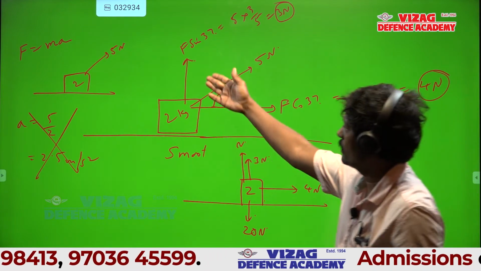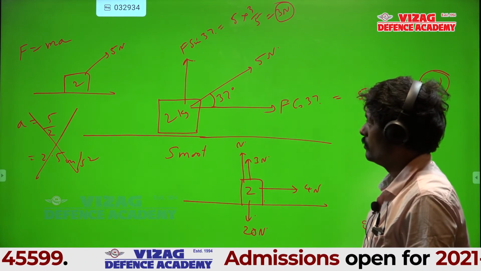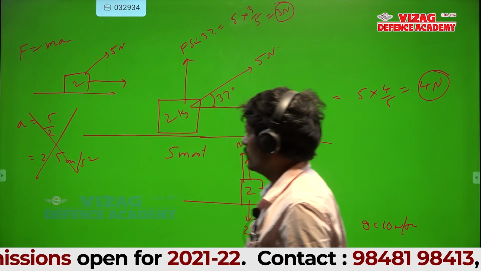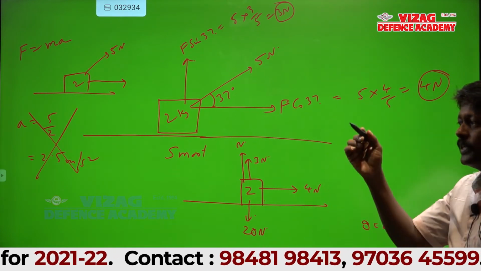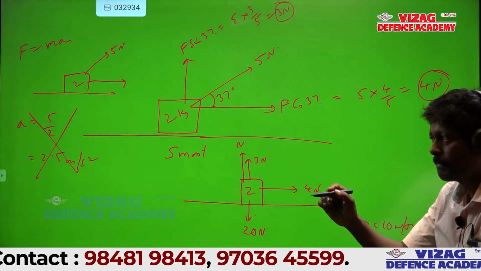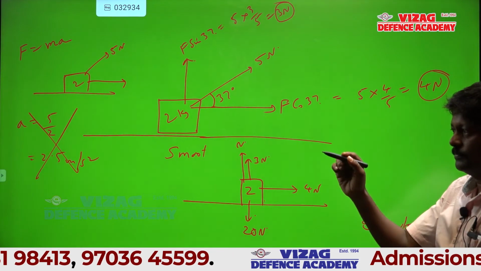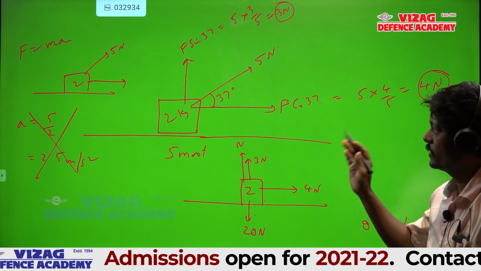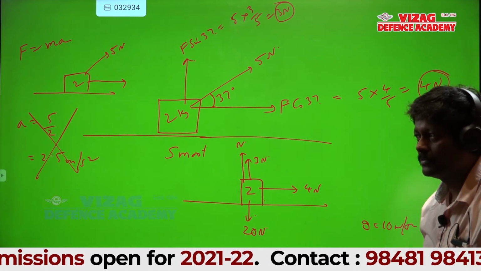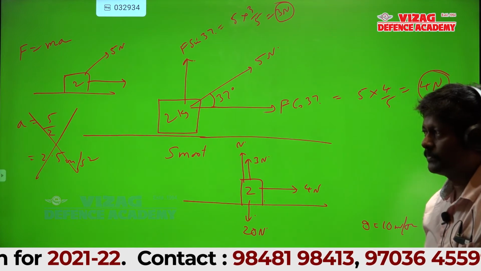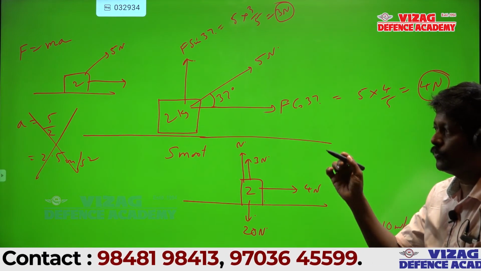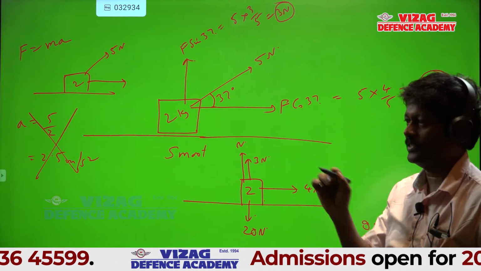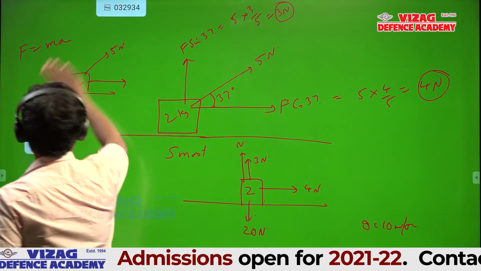You cannot simply take 5 by 2, because the body is moving this side, force is that side. You have to take the component of force, 4 Newton, in the direction of motion, then apply F equal to ma, so 4 by 2. You cannot simply take the force and divide by mass. Again I am repeating. Take the component of force in the direction of motion, then divide by mass to get acceleration.